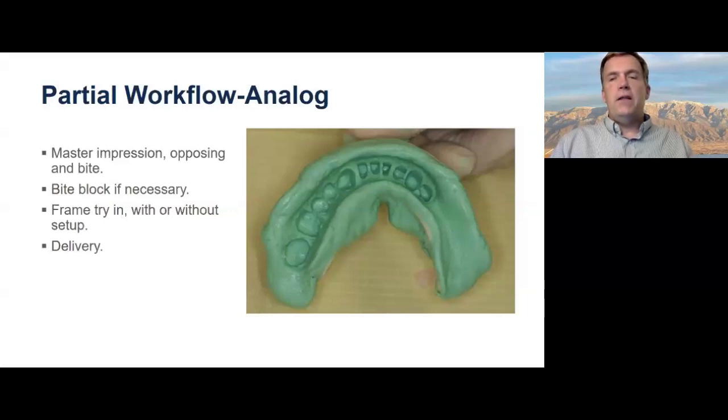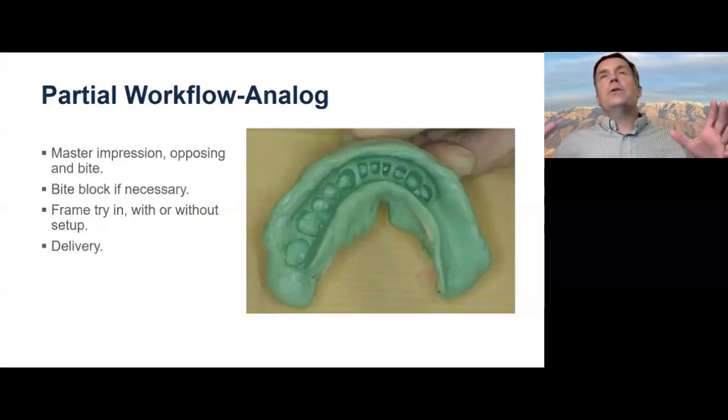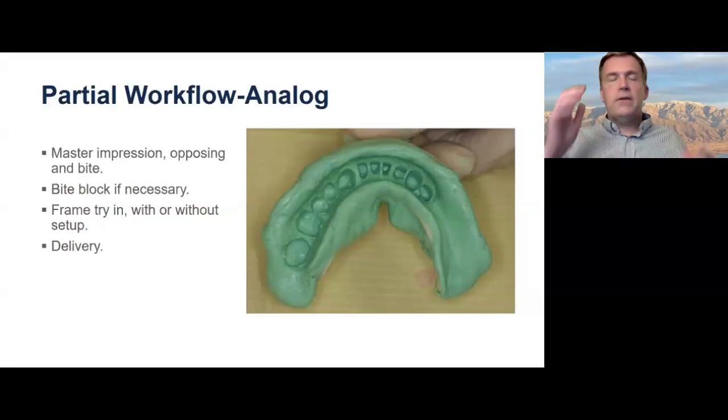Depending on how many teeth you're replacing and how large the partial is, generally, the larger the partial, the more appointment steps you're going to want to make. But let's talk about a Kennedy Class 1 metal frame partial. How would you do that with an analog workflow?